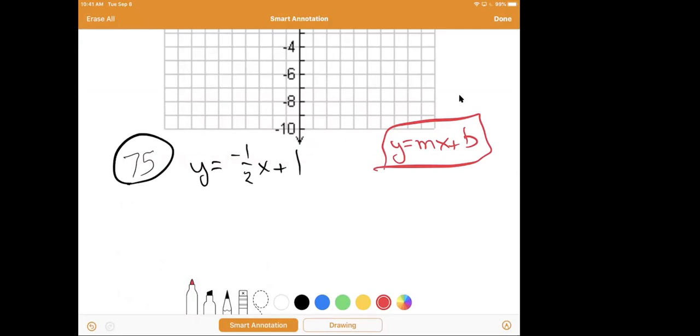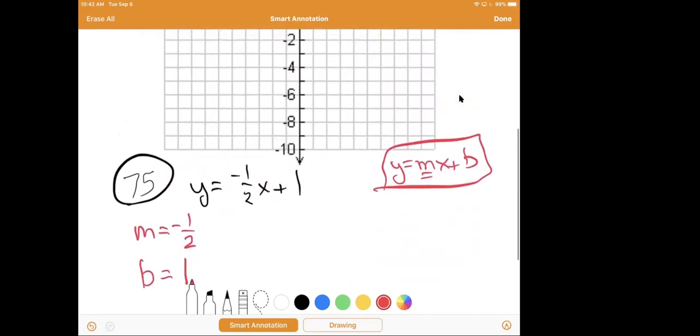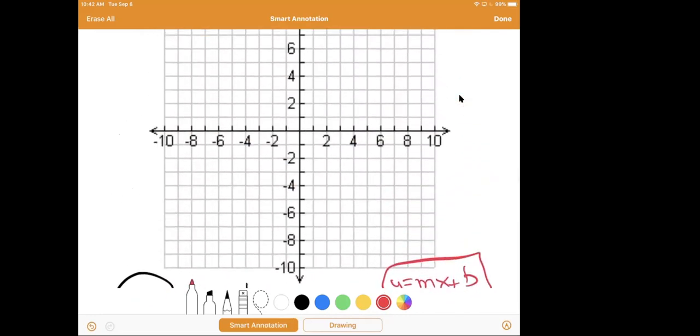When we get an equation of a line solved for y, it's called slope-intercept form. And the number in front of the x is your slope. So in this problem, our slope is negative 1/2. That means that the line is going to go down from left to right. The letter B is our y-intercept. It's where the line crosses the y-axis. In fact, we're going to graph that B first. So let's go ahead and do that. The B is a positive 1, so we're going to put a point on the y-axis at positive 1.